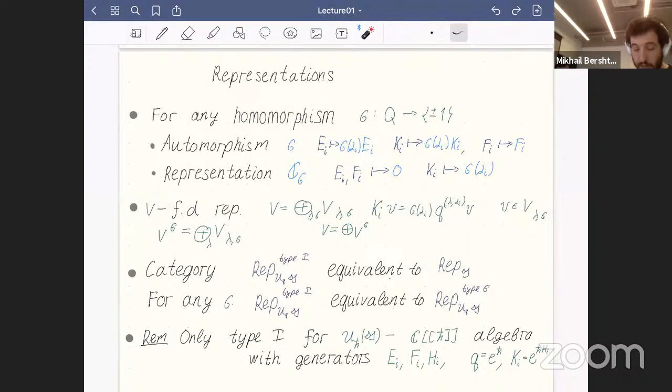Now, one slide about representations of the quantum group. First of all, there is a small difficulty with signs. In the quantum group which I defined today, there are automorphisms labeled by maps sigma from Q to the group consisting of plus and minus one. Practically, for any simple root we choose some sign, plus or minus. Then there is an automorphism which maps E_i to E_i up to the sign, the same with K, and F to itself. And you can take any finite dimensional representation and twist it by this automorphism.